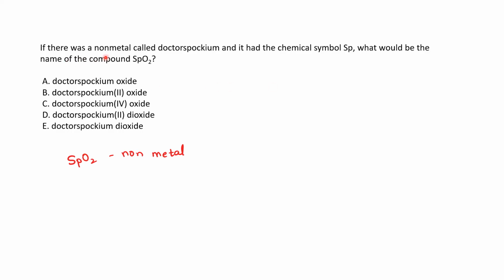If there was a nonmetal, remember this is a nonmetal called Dr. Spokium, and it had the chemical symbol Sp, what would be the name of the compound SpO2? So remember this is a nonmetal. So when you look at the answers, the first thing you notice are these are variable charge metals. So this cannot be your answer. So now we are going to end up with choices between A and E.